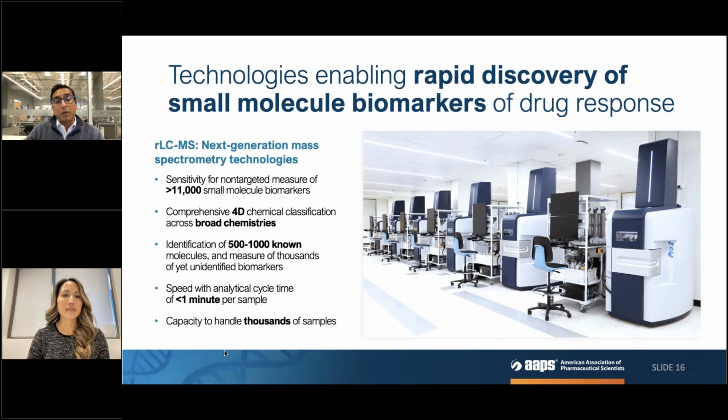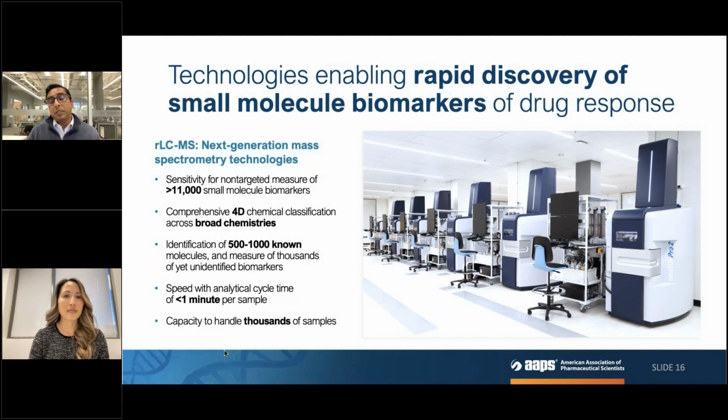For each of these biomarkers, we do what's called comprehensive 4D chemical classification across a broad array of chemistries, measuring the retention time, the CCS or cross-sectional collision area, the MS1 and MS2 physical chemical properties. From these 11 to 15,000 molecules, typically we can identify 500 to 1,000 of them, assigning substructural identification to each of these molecules using this 4D chemical characterization, as well as have the means to use reductionist chemistry approaches to isolate and identify any unknown molecules of interest.